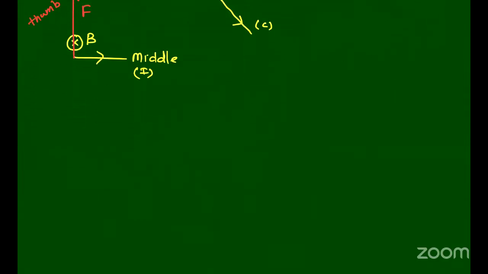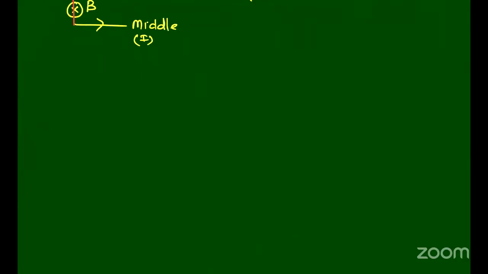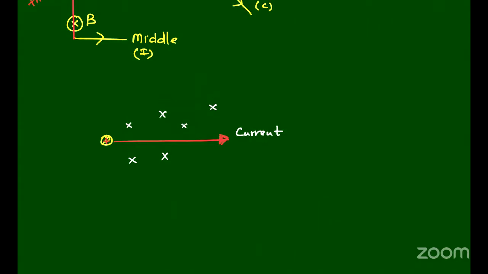Something like this. Okay, I'll explain it once again. The positive particle is moving in this direction. So this is the direction of the current. And in the meantime, the particle will be entering into a magnetic field, right? So the magnetic field is towards the plane.